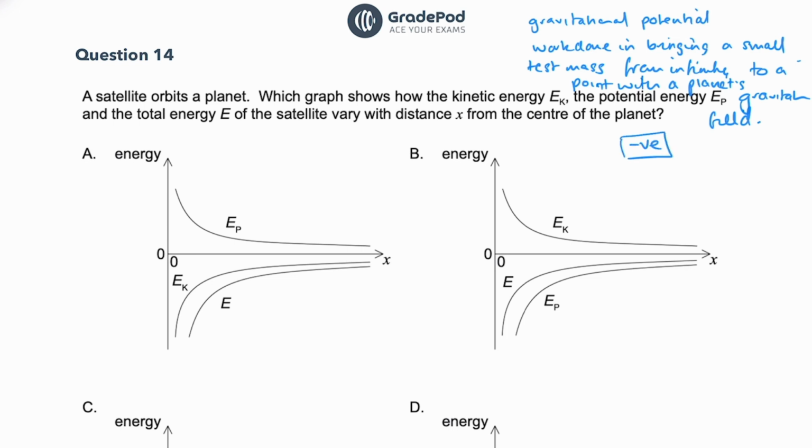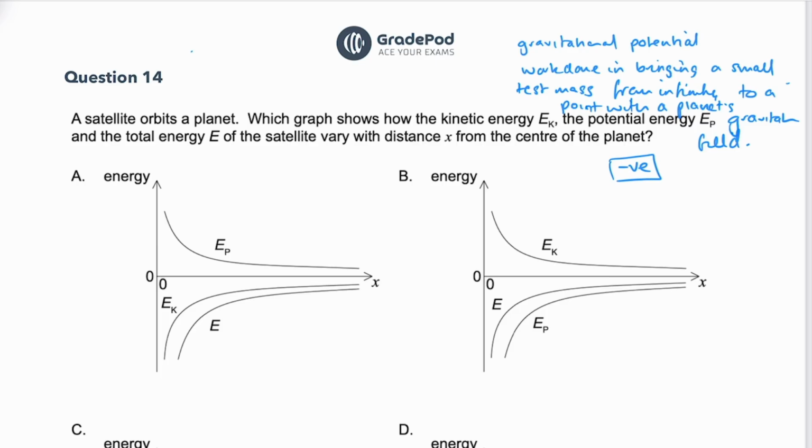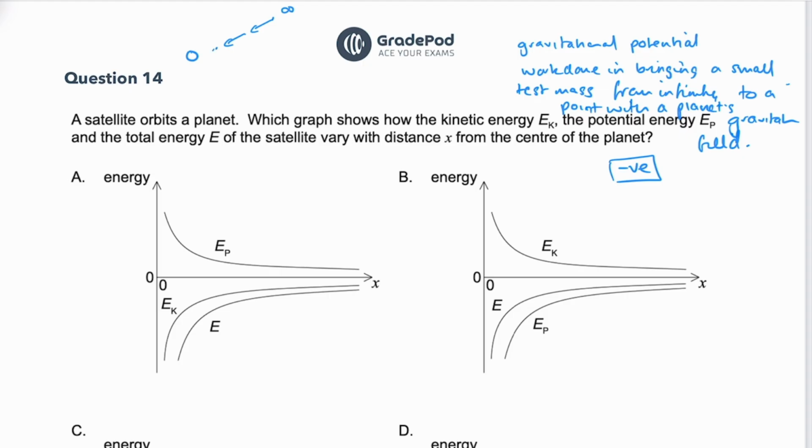Why is it a negative number? Well, let's think about this. We've got the planet here, infinity over here, and we have a small test mass. As we move it towards this planet, it doesn't cost us any work to bring that test mass towards the planet. The planet's doing work on the object. So it's not a positive work done. It's having work done on it. So this value is negative.